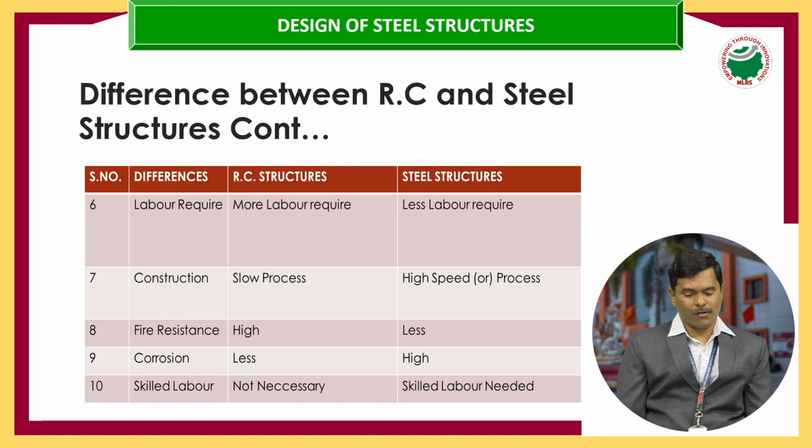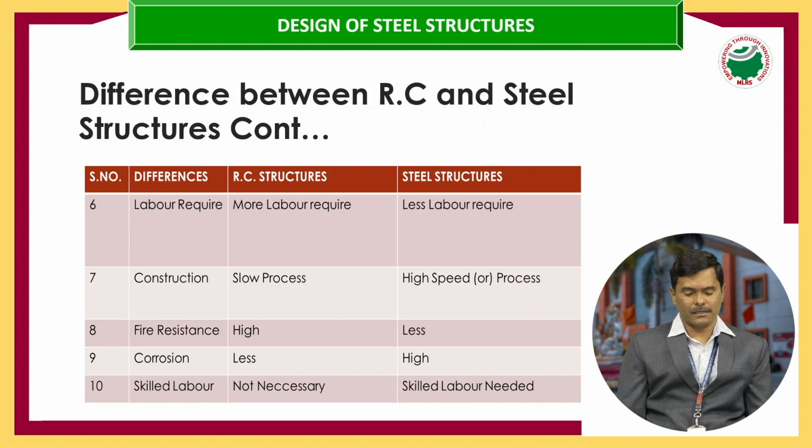Fire resistance, you can see RCC structure has high fire resistance, but the thermal conductivity of steel is more. Therefore, there is less fire resistance in the steel structures. Suppose consider a G+10 building. If any fire happens on the ground floor, in the steel structure, you can feel the heat on the 10th floor itself. But in the RCC structure, the thermal conductivity is less, so we can't feel the fire on the 10th floor. So fire resistance is high in the case of RCC structures and less in the case of steel structures.